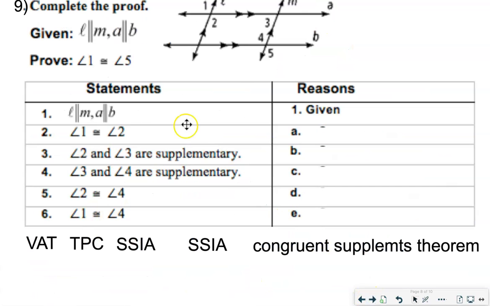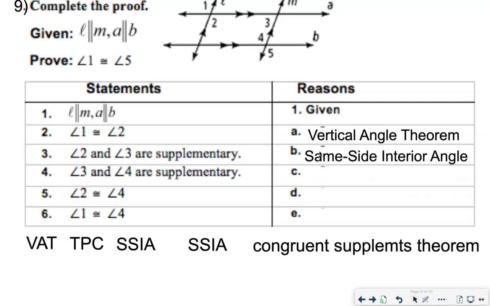Last one. So we have our given here. Let's look at the picture for why angle 1 is congruent to angle 2. Well, those are vertical. 2 and 3, why are they supplementary? Well, what type of angles do we have? So we have parallel lines going this way, and a transversal here. These two angles are on the same side of the transversal, and they're in between L and M, the parallel lines. These are same side interiors.